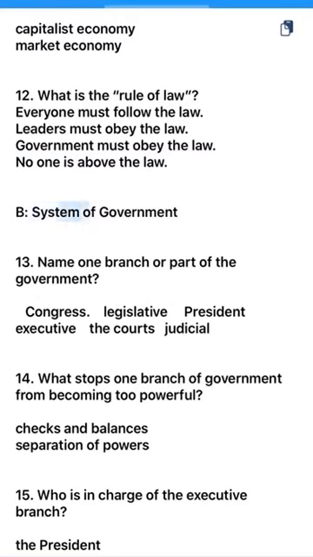B. System of government. 13. Name one branch or part of the government. Congress, legislative, president, executive, the courts, judicial. 14. What stops one branch of government from becoming too powerful? Checks and balances. Separation of powers.